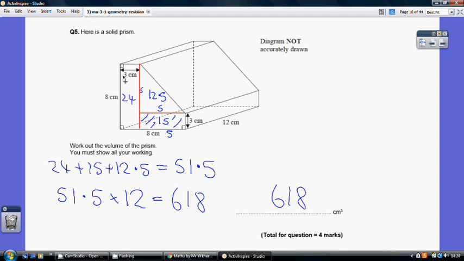Now this triangle here has got sides of 5, so half times base times height, half times 5 times 5 is 12.5. So my combined surface area of the cross section is 51.5 when I add these 3 together, and then I take this area of the cross section, multiply by the prism's depth, which is 12, to get 618 centimeters cubed.